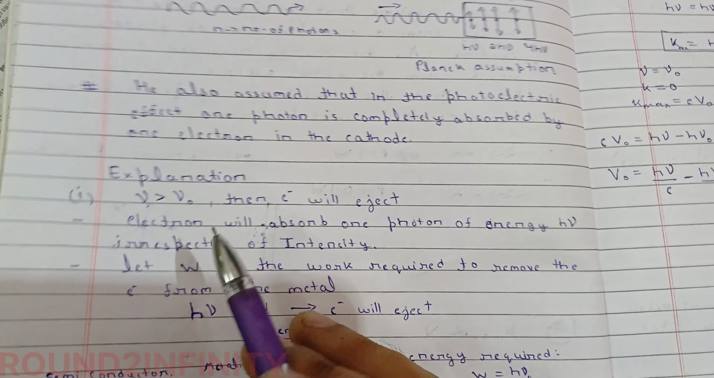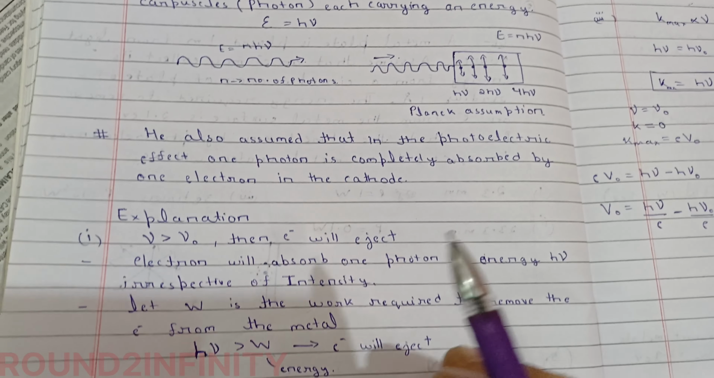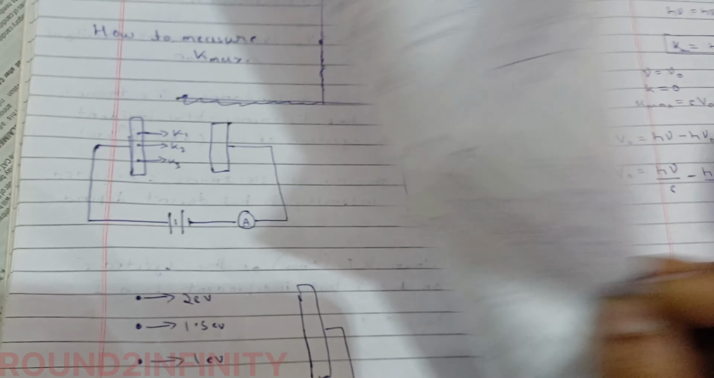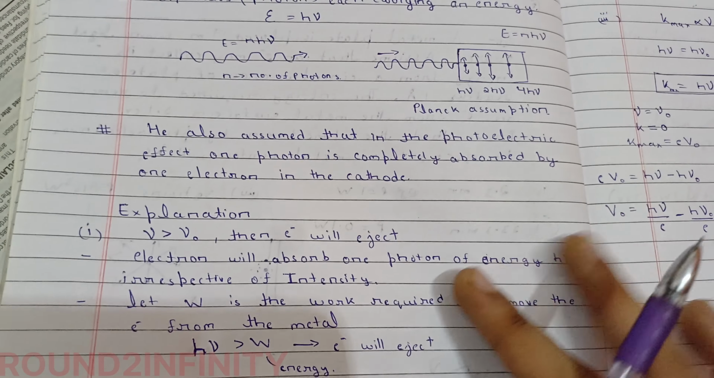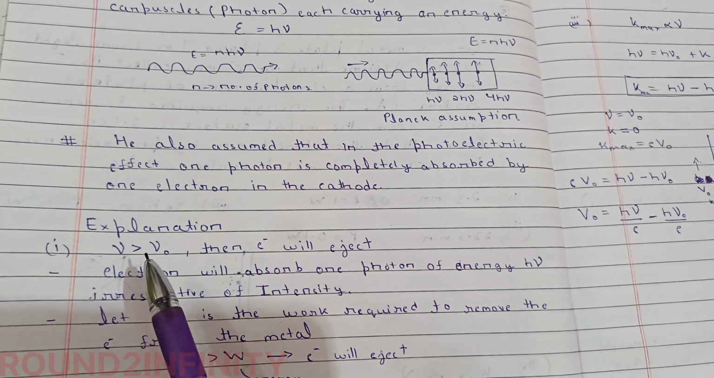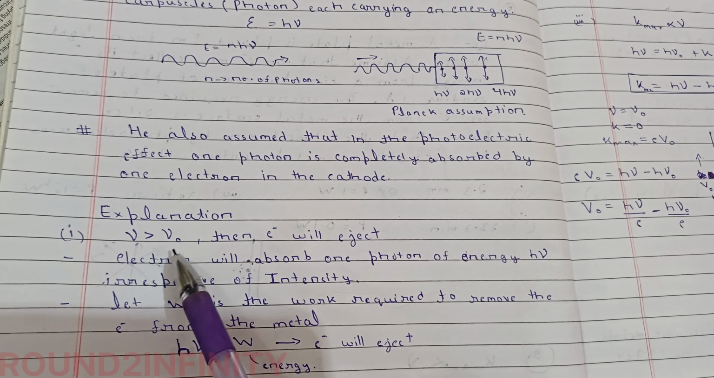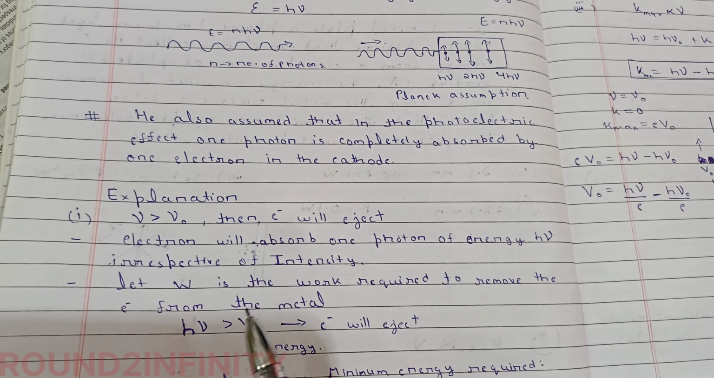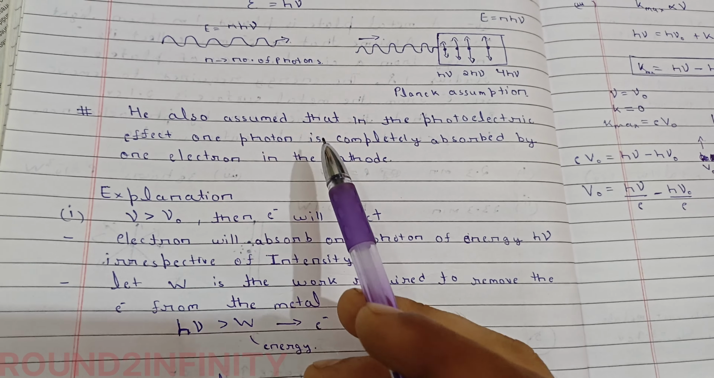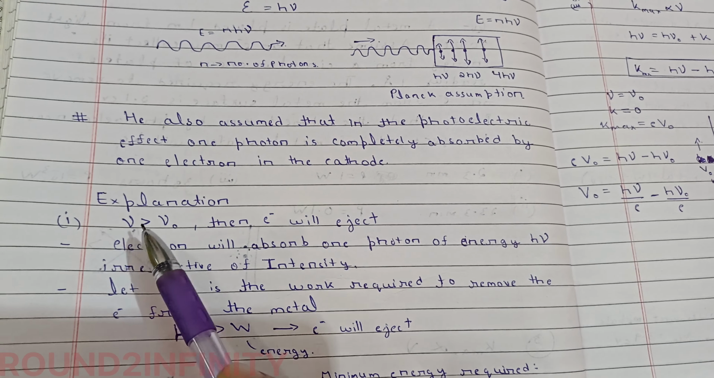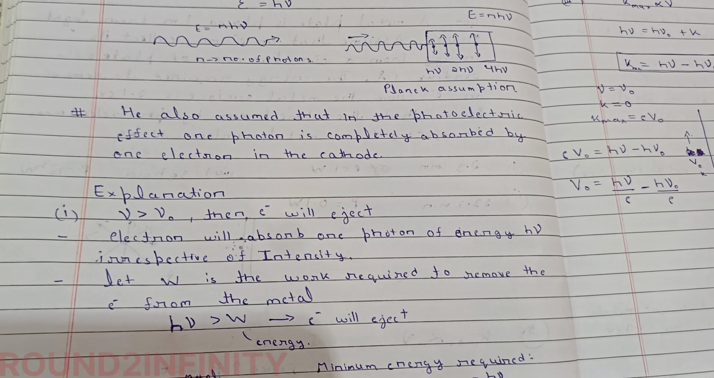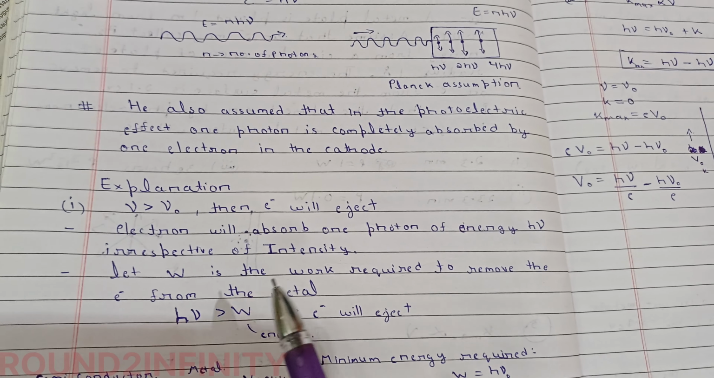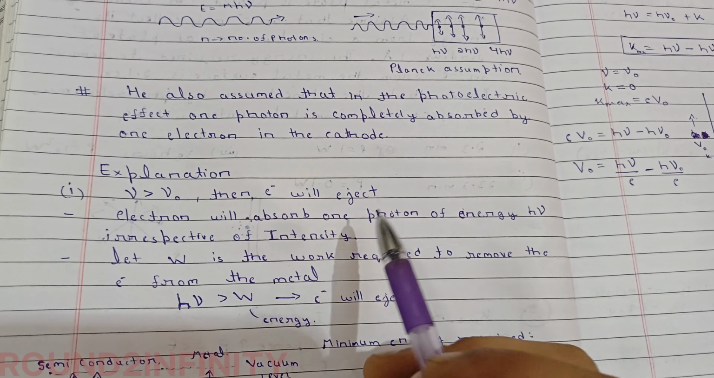Now how do these assumptions explain the photoelectric effect, or the observations we had here? So let's see. We know that if frequency is greater than a particular frequency, the threshold frequency, then the electron will eject, because the photon will be absorbed by the electron and it will emit if frequency is greater than nu naught. An electron will absorb one photon of energy h nu irrespective of intensity. So whatever the intensity, it won't depend on the intensity, it will depend only on the frequency.